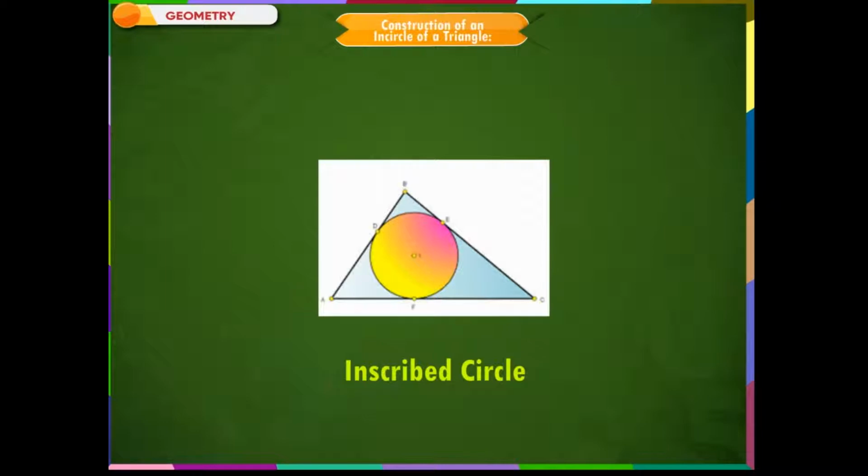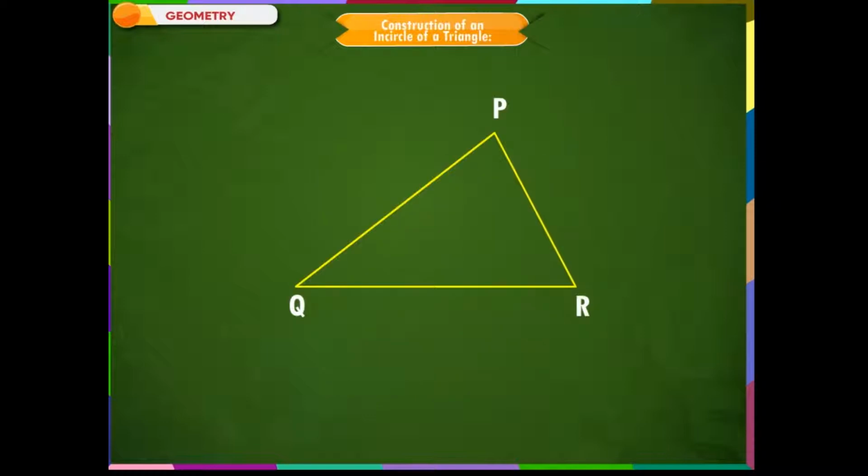Construction of an incircle of a triangle. Let us construct an incircle for the triangle PQR. 1. Place the compass's point on any of the triangle's vertices. Adjust the compasses to a medium width setting. The exact width is not important. 2. Without changing the compass's width, strike an arc across each adjacent side as shown on the screen.